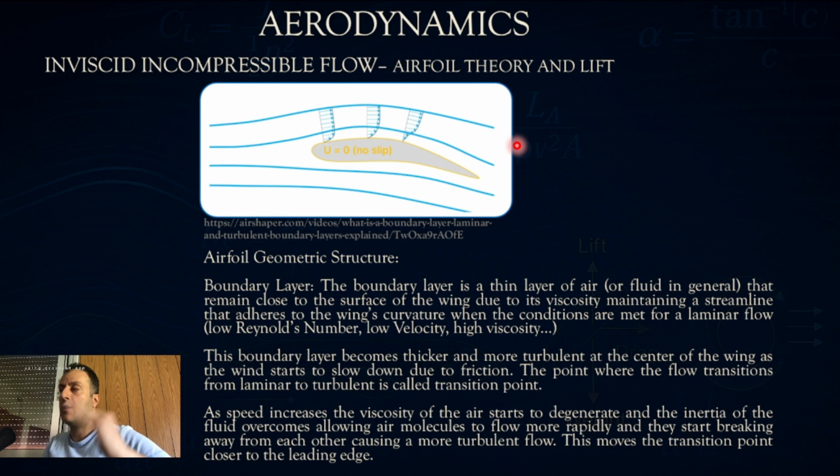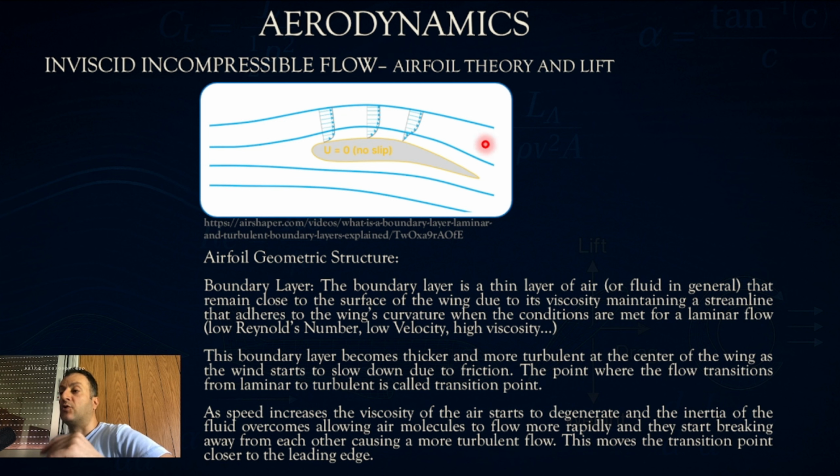Okay, the boundary layer detaches from the surface of the wing. As speed increases, the viscosity of the air starts to degenerate, correct? So this gives you a higher Reynolds number. Why? Because Re is equal to rho V L over mu. And the inertia of the fluid overcomes the viscous forces, the friction forces, allowing air molecules to flow more rapidly. So they start breaking away even more from the surface.